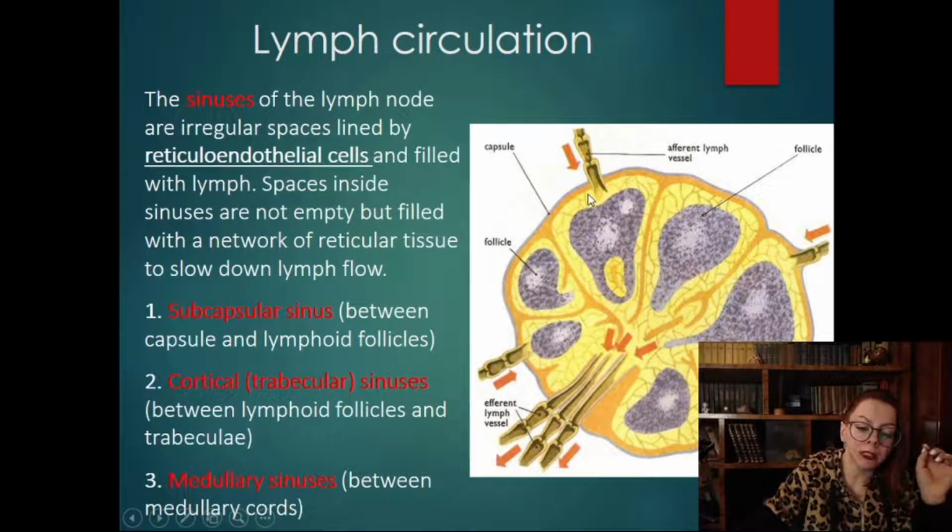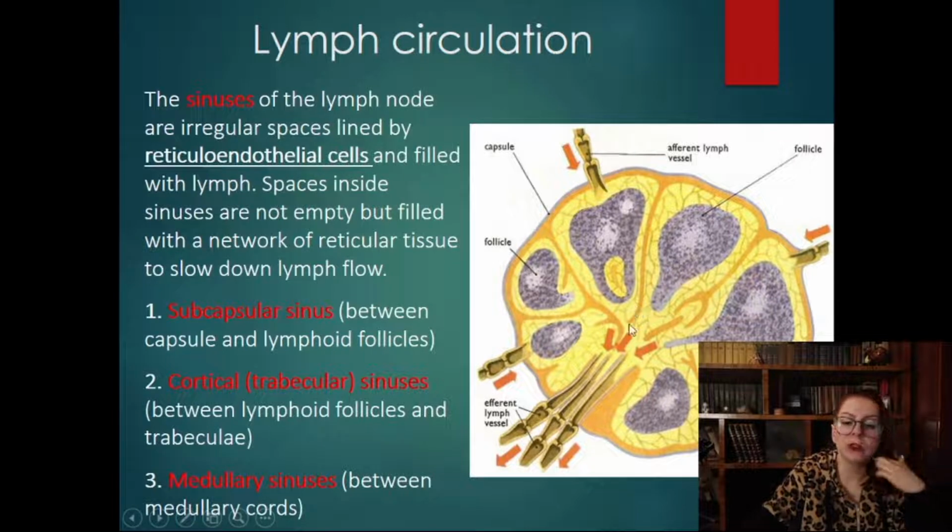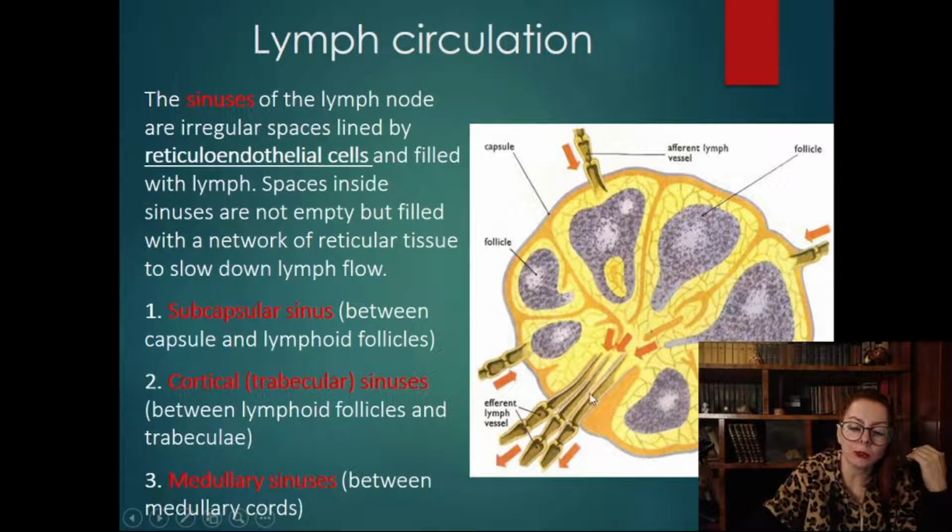After that, the next sinus is the trabecular or cortical sinus. It is located between the trabeculae and lymphatic follicles, this space. Here it is of yellow color. After the trabecular sinus, the next one is the medullary sinus, between the medullary cords and trabeculae, or between medullary cords. So those spaces here in the medulla we call medullary sinuses. Eventually they fuse with the formation of the hilar sinus, through which efferent vessels bring lymph out of the organ.